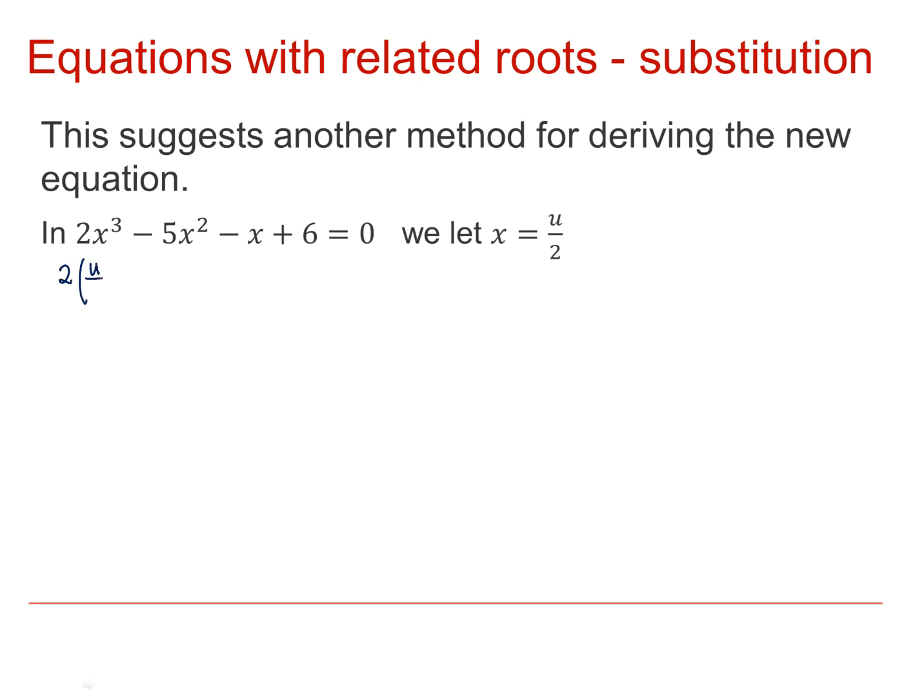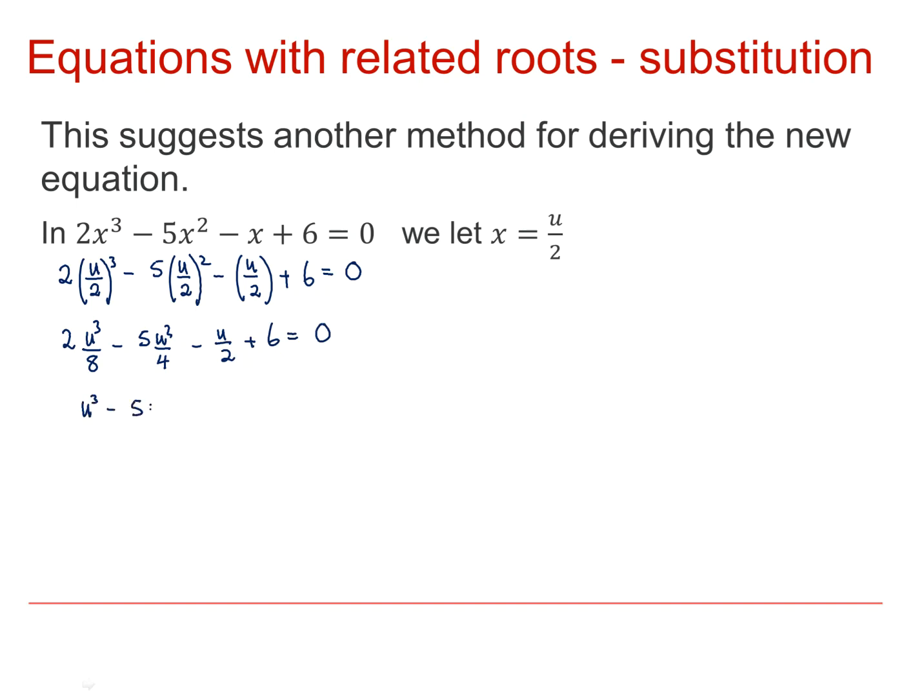That gives us 2 lots of u over 2 all cubed, minus 5 lots of u over 2 squared, minus u over 2 plus 6 equals 0. Tidying this up, we get 2 lots of u cubed over 8, minus 5 lots of u squared over 4, minus u over 2 plus 6 equals 0. If I multiply through by 4, then I'll get u cubed minus 5u squared minus 2u plus 24 equals 0.